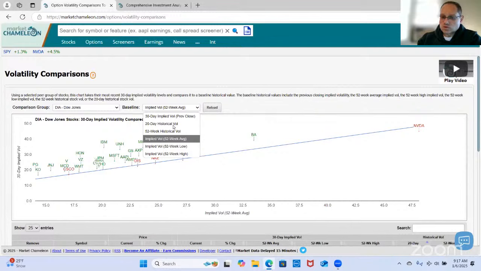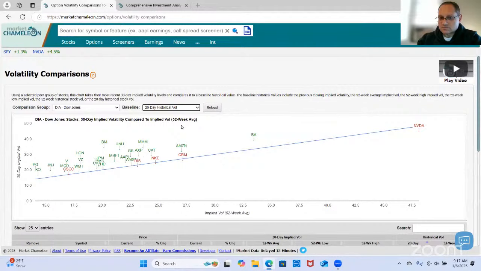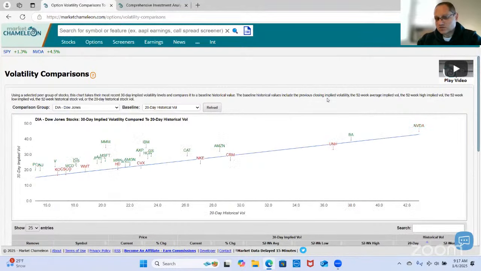So I'm going to change this to the 20-day historical vol. Let's see what that looks like. So I'm going to reload this. And so the baseline here now is telling us something different. We have to understand what we're looking at. We're looking at the implied volatility, the market's volatility anticipation going forward versus that stock's most recent history. So some of them are below, like Home Depot, Walmart, they're close to the line, but they're below. Some of them are above.